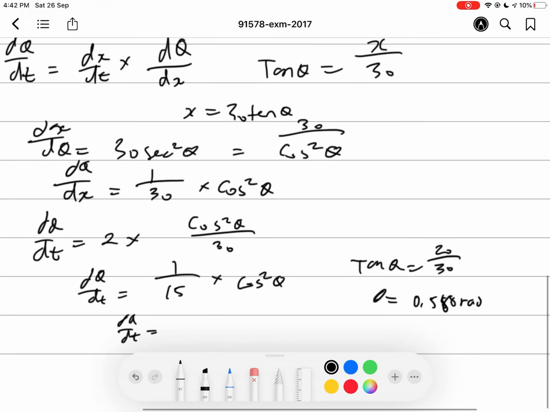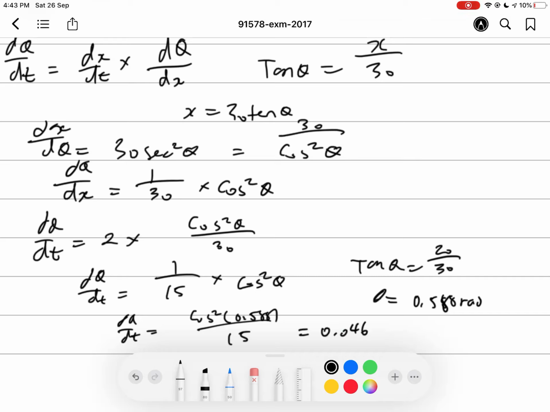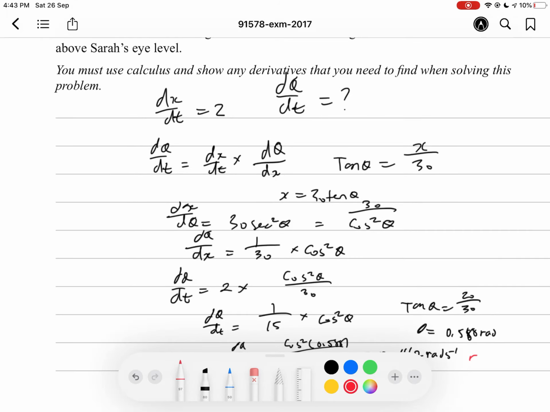Alright, so d theta over dt equals cos squared of 0.588 over 15. This should give us an answer of 0.0462 radians per second, and that should be our final answer for this question. So 0.0462 radians per second will get you a merit grade. To get an achieved grade, you need a correct expression for dH over d theta. In this case, we used x, which is totally fine as well, so a correct expression for dx over d theta will get you an achieved.